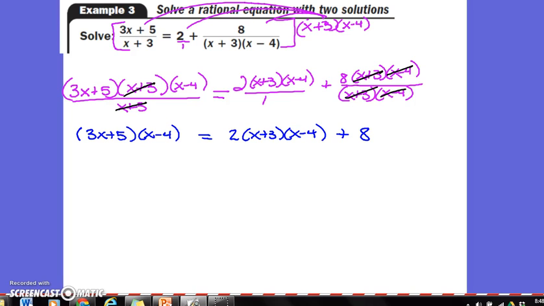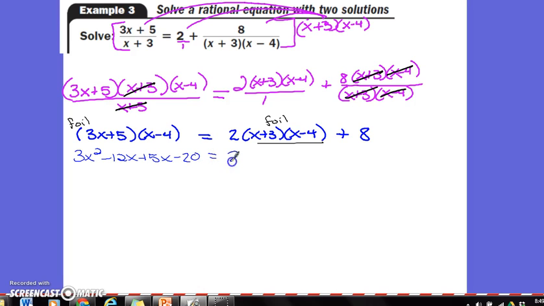So I want you to FOIL here. I want you to FOIL, then distribute here. Okay? So stick with me. We're going to FOIL. 3x times x is 3x squared. 3x times negative 4 is negative 12x. 5 times x is 5x. 5 times negative 4 is negative 20.